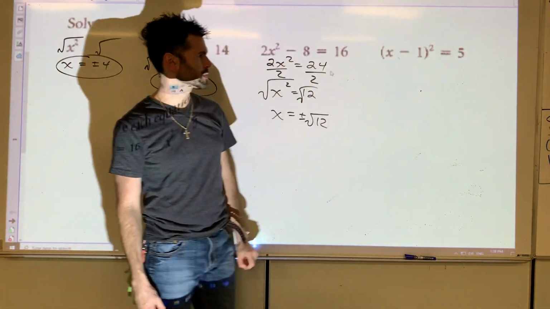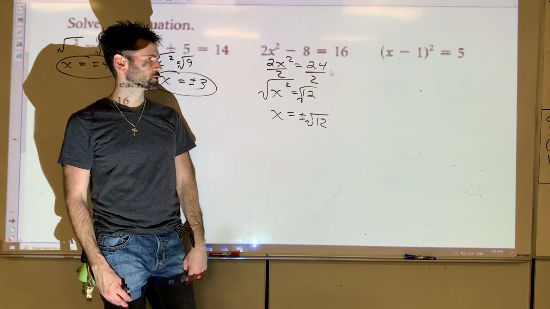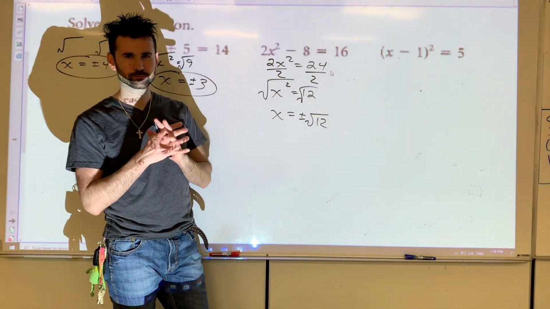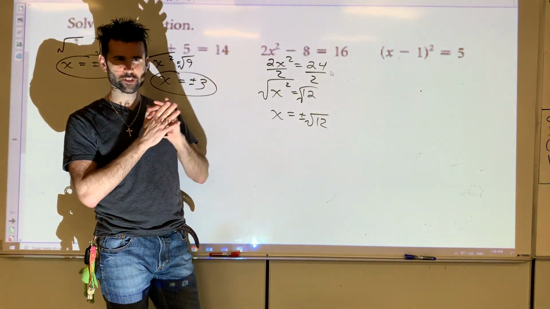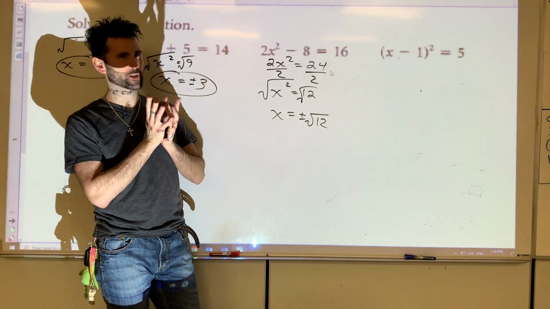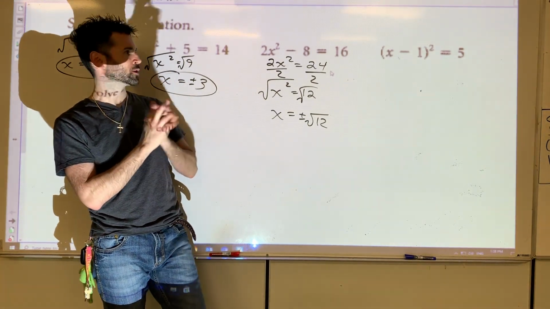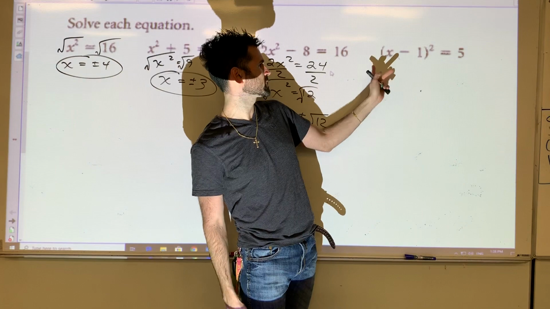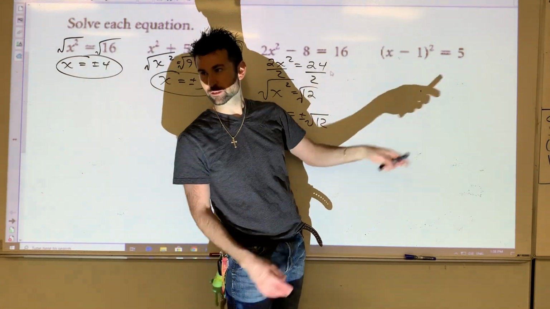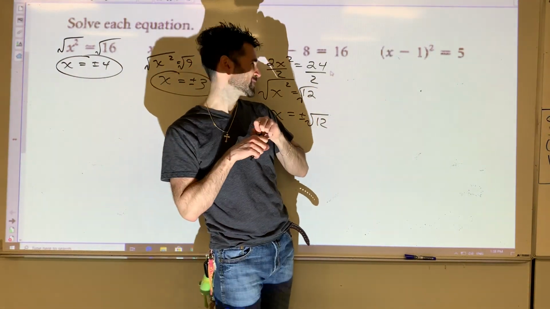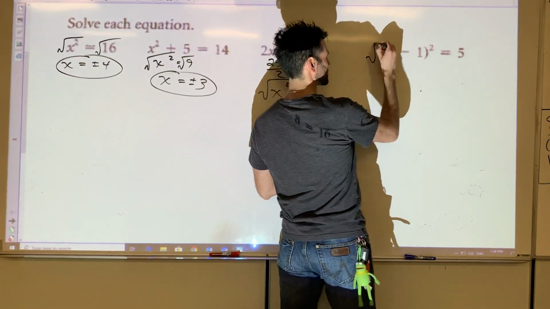Ooh, what about this one? That's a binomial. So should we FOIL it out? Some of you shook your head no. You could FOIL it out. You'd be making more work for yourself. Could I just, because it's a binomial, it's isolated, could I just square root both sides? Yeah, you sure could. And if you weren't sure about that, now you know.